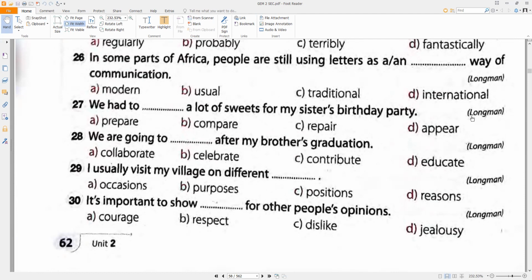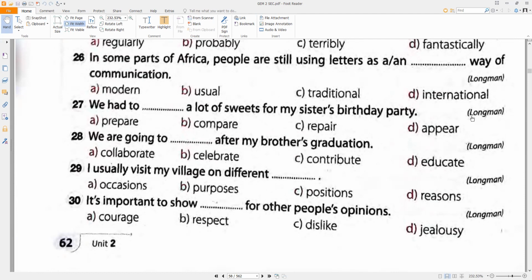Number 27. We had to prepare a lot of sweets for my sister's birthday party. Prepare, compare, repair, appear. It's easy, I think. Yeah, prepare. Excellent.